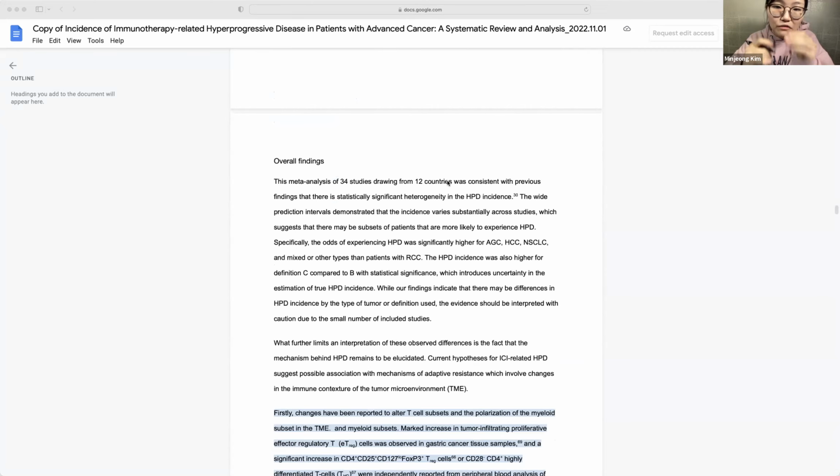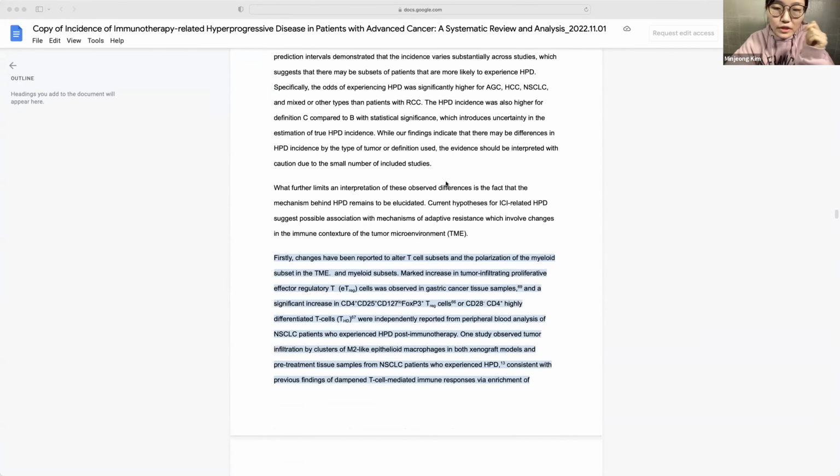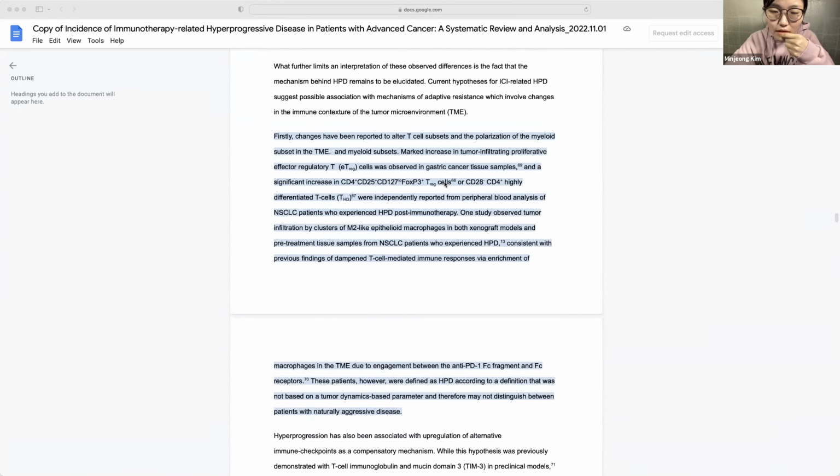And then moving on to the discussion, before, I think I spent an extensive amount of space explaining the current putative mechanisms of hyperprogressive disease. But for the lack of space, I ended up shortening it. So that's the shortened version, the part that's highlighted in blue. So basically I combined how there have been observations of changes in the T cell and myeloid subsets into one paragraph.